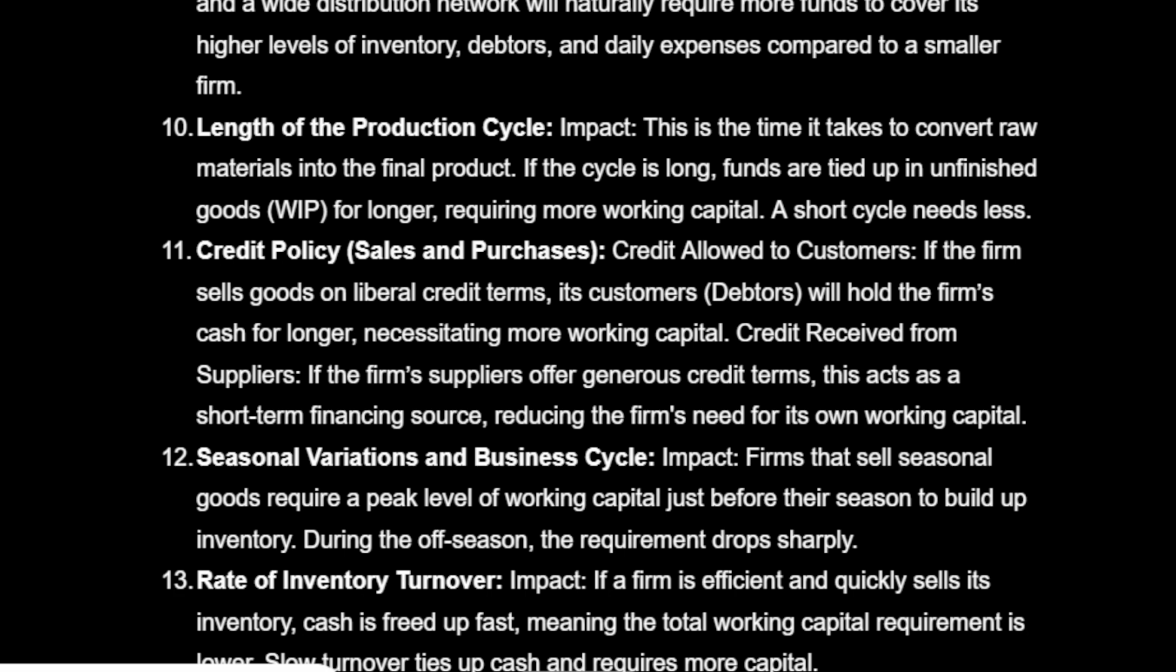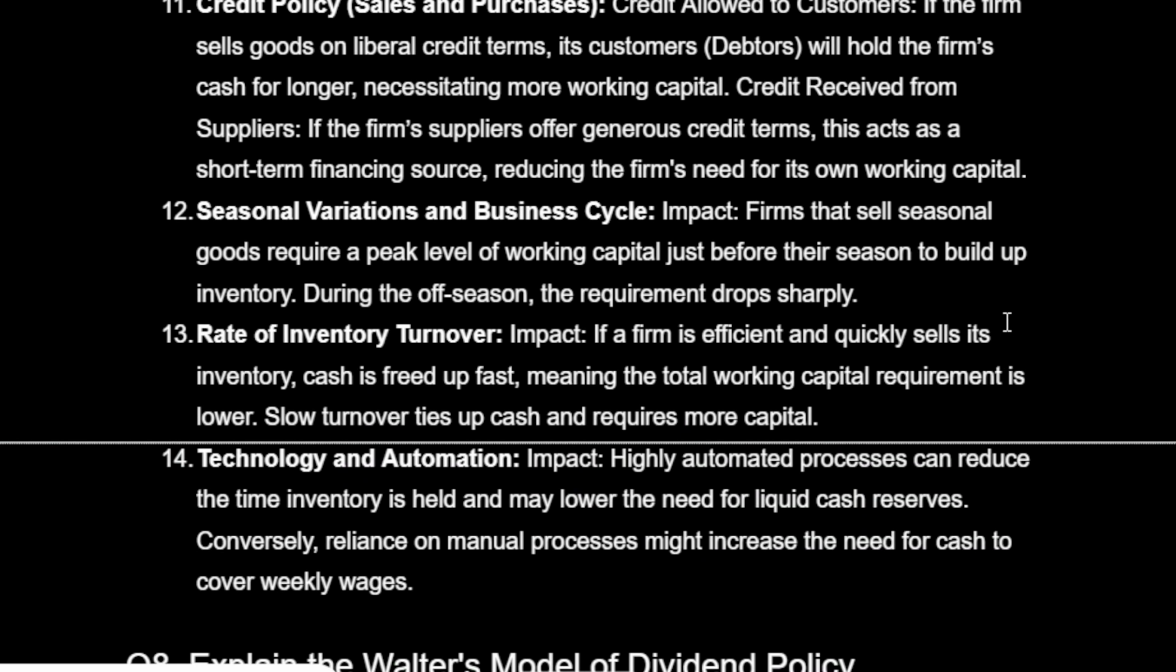Credit policy, sales and purchases, credit allowed to customers. If the firm sells goods on liberal credit terms, its customers, debtors, will hold the firm's cash for longer, necessitating more working capital. Credit received from suppliers.